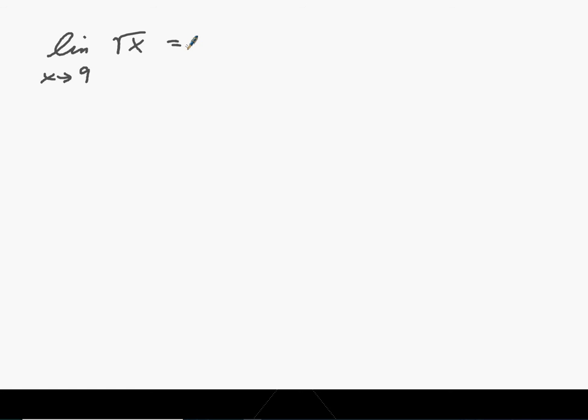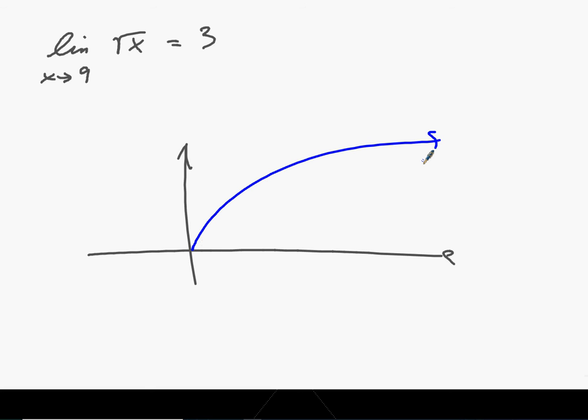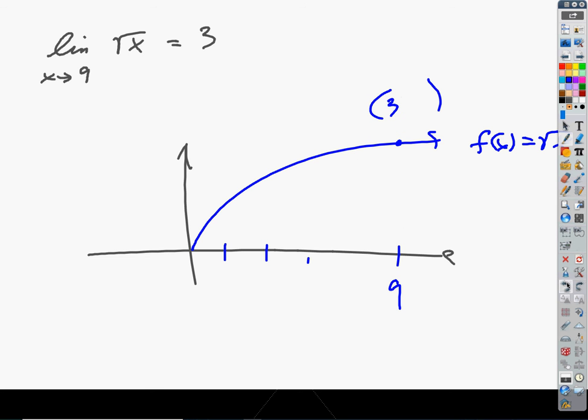How do we know that? The answer is 3. Well, the reason we know that is because I can use direct evaluation. If I were to graph this function, it just looks like this, doesn't it? If I go out to x equals 9, clear out here to x equals 9, what's the value of that function at 9? This is f of x equals the square root of x. When x is 9, what's the value of the function?